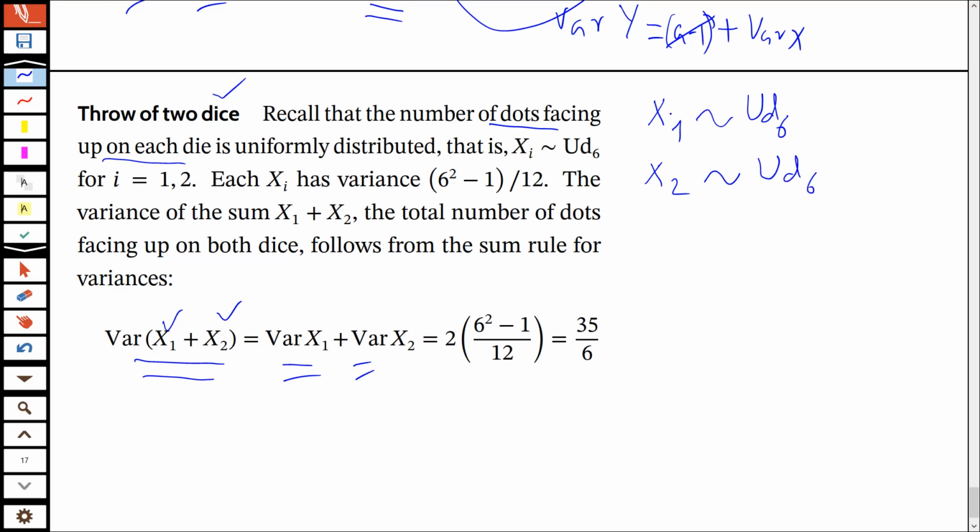I also know the variance of x1. What is the variance of x1? It was n squared minus 1 over 12. What is n? n is 6. So both of these random variables have the same variance, 6 squared minus 1 over 12. So I just add 6 squared minus 1 over 12 two times because they are the same, and I get my variance.